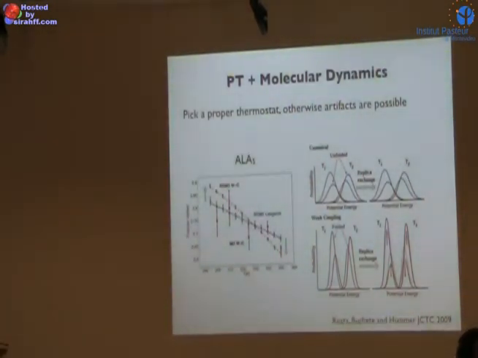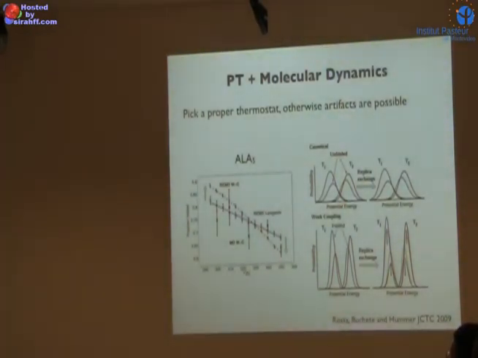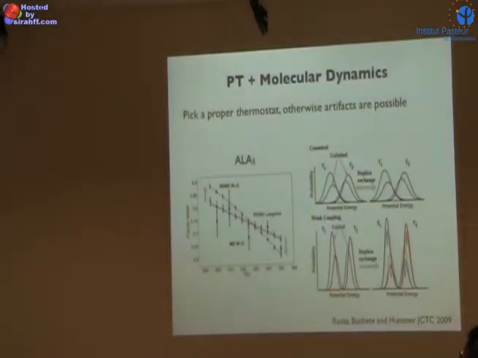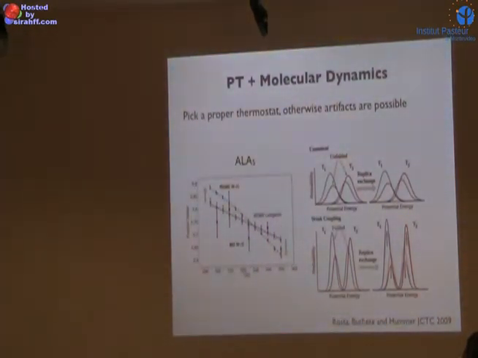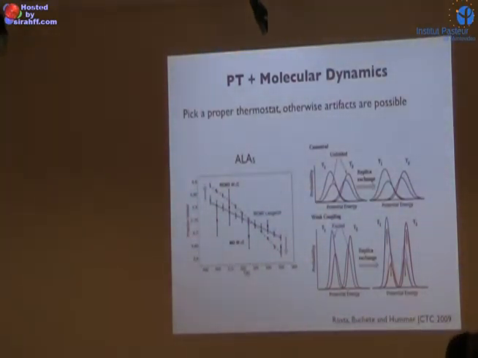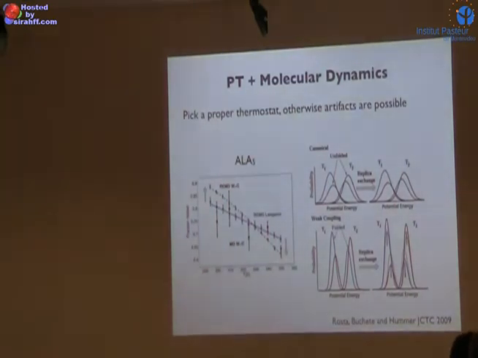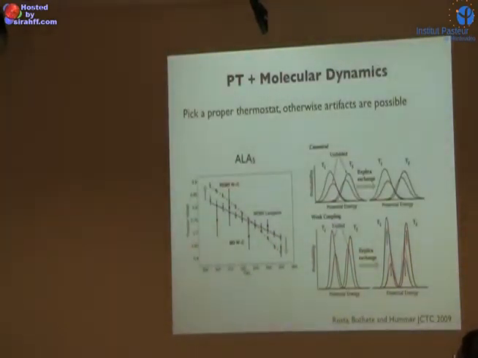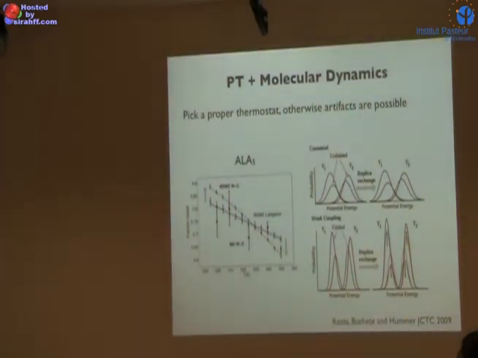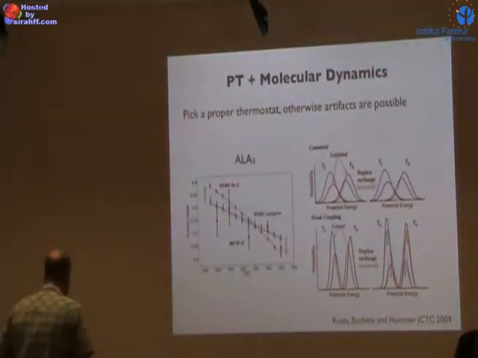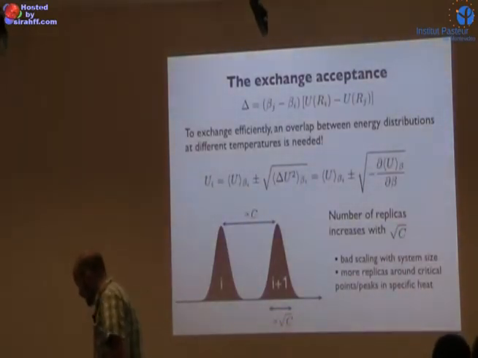This is due to the fact that you don't have the right distribution of energy. You have a narrower distribution of energy when you use this kind of thermostat, and that leads to a bias in how the exchanges are done. So the exchange is favored between something that is at low temperature but is unfolded and something that is at high temperature but is folded. There is a bias toward this exchange that screws up your recovered distribution. So be careful when you do molecular dynamics with parallel tempering to use the right thermostat, or at least a proper thermostat.